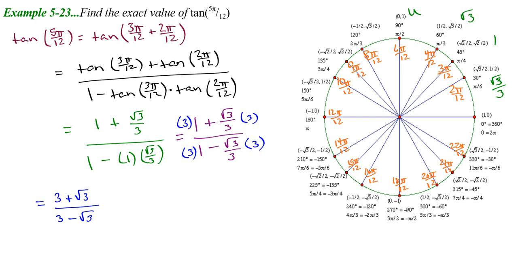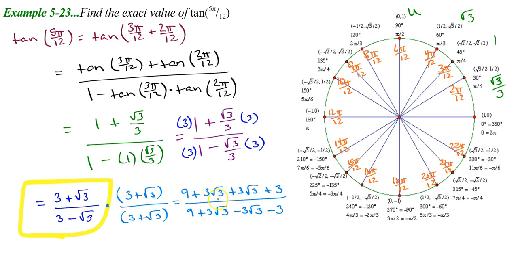So this is an answer. This is a simplified answer. Again, unless they're asked to rationalize. If you're asked to rationalize, then remember we're going to multiply by the conjugate of the denominator. So I'm going to multiply by 3 plus radical 3 over 3 plus radical 3. So here, foiling the numerator, we get 9 plus 3 radical 3 plus another 3 radical 3 plus 3. And in the denominator, we get 9 plus 3 radical 3 minus 3 radical 3, and then minus 9.